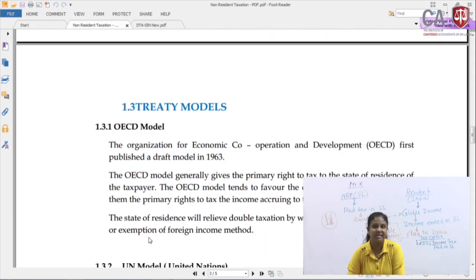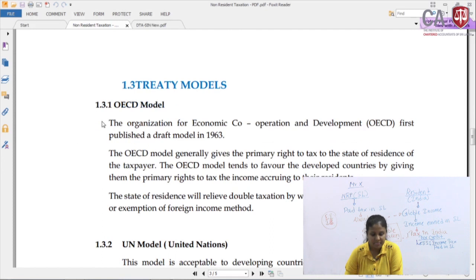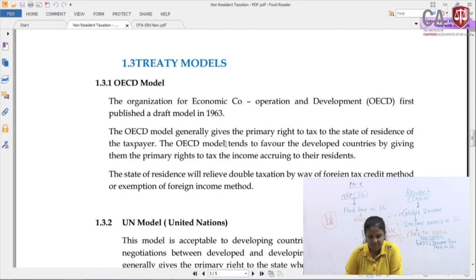Then treaty models. These are included in your syllabus, so you should know all these provisions. Treaty models: the OECD model, the Organization for Economic Cooperation and Development, that's the long form of OECD, first published as a draft model in 1963. The OECD model generally gives the primary right to the state of residence of the taxpayer. The OECD model tends to favor developed countries by giving them the primary right to tax the income accruing to their residents. The state of residence will relieve double taxation by way of the foreign tax credit method or the exemption of foreign income method.